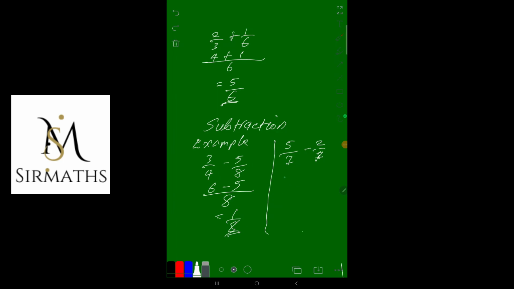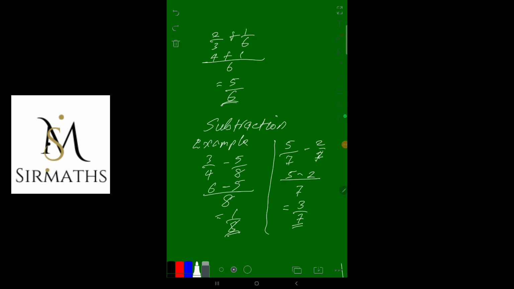We now have, in solving, this is 7, and 7 divided by 7 will give us 1, and 1 times 5 is 5. 7 divided by 7 is 1, and 1 times 2 will give us 2. And so we have 5 minus 2, that will give us 3 over 7. That is for fractions.